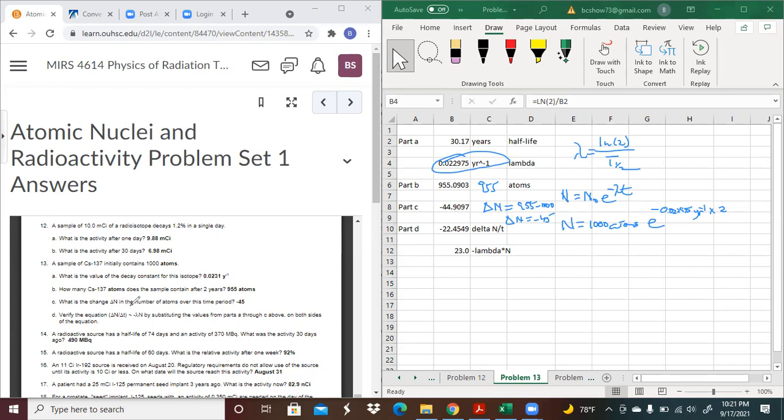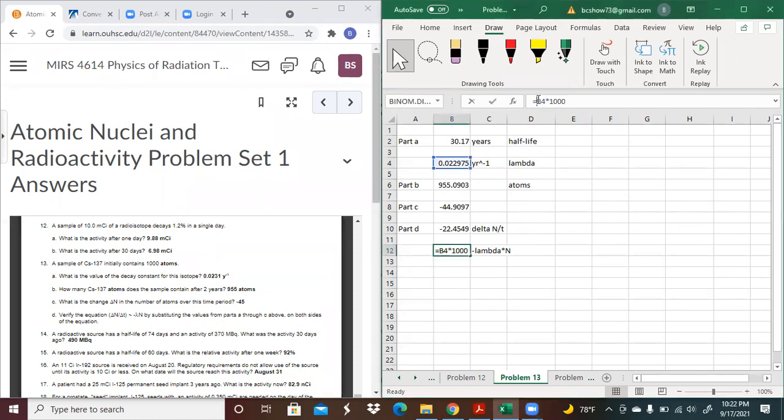For part D, they're wanting to verify this particular relationship, which was very useful in the first problem that we were working here. Here they're saying it's an approximation. If I know what the change in atoms is and I know what the amount of time is, I'll come up with this answer. If I take lambda and multiply it by the original number of atoms that I started out with, I'll come up with this. This is fairly close to that, except I believe I'm missing a minus sign here. So there we go. They're saying verify the equation by substituting those values in and see if you're pretty close, which in this case you are.